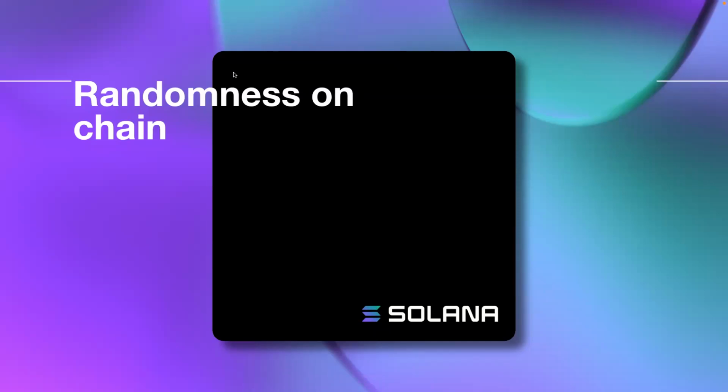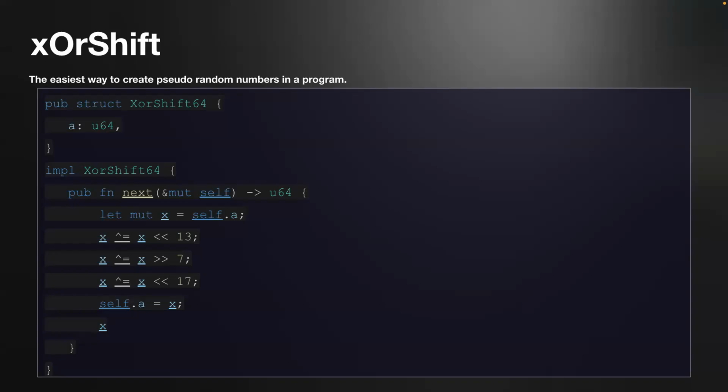Okay, so then let's talk about randomness on chain, because I get this question a lot. How do I do a coin flip game? How do I build a raffle? I often have to explain to people that it's quite dangerous to use just normal randomness on chain for things that involve money. So this is probably the easiest way you can do randomness in a game.